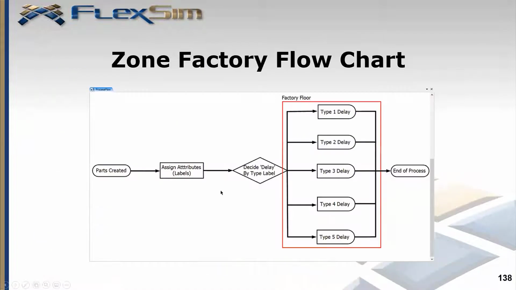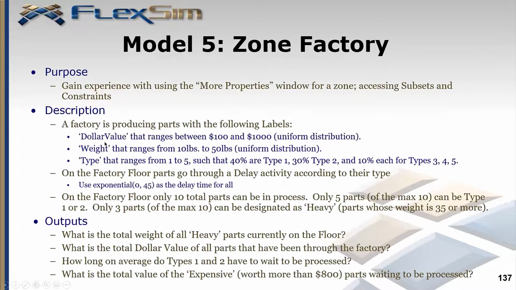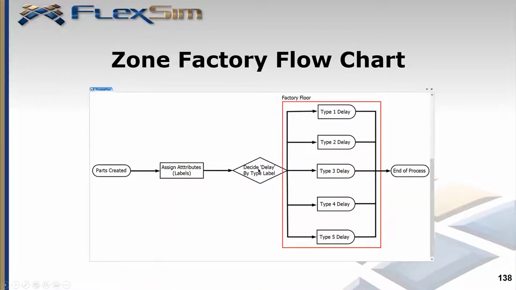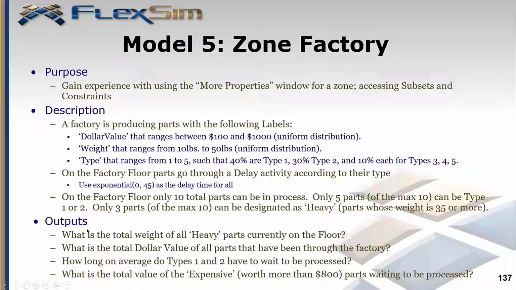Now, as far as the description goes, this is just a simple flow chart of what your model might look like, where first we'll have a source that creates our parts. We have an assign labels activity where we will assign our dollar value, weight, and type. And then we'll use the decide activity to route things to a particular delay according to their type. And while our tokens are in one of these delays, they're considered part of the zone's content or part of the zone's population. And once those delay times are over, then that's the end of the process and the end of the model. And then we just want to show the outputs from there.